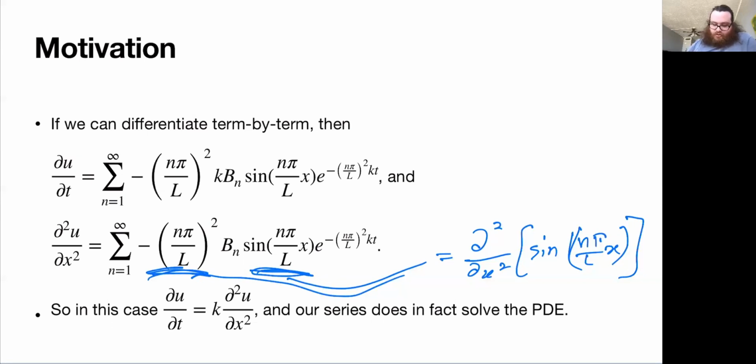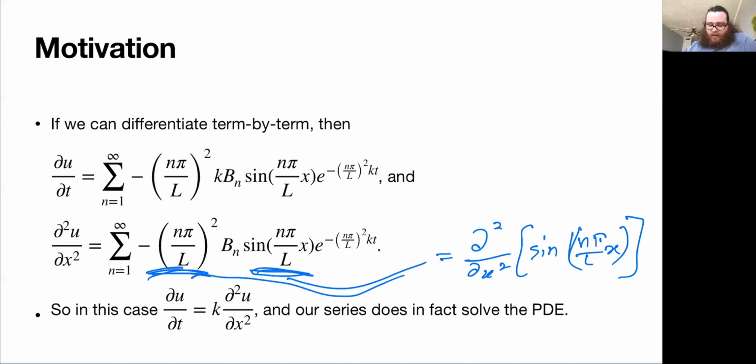And so the question is, looking at these series, do they satisfy the PDE? If we multiply by a k here and distribute it across all of these terms, and then compare what we have here to here, we see that with the k, this series is exactly the same as this series. So if we can differentiate term by term, then it all works out. The series satisfy what we want.